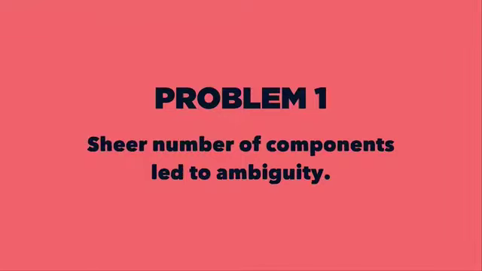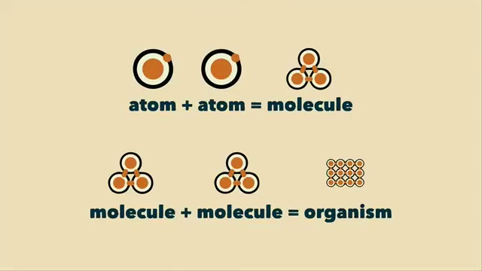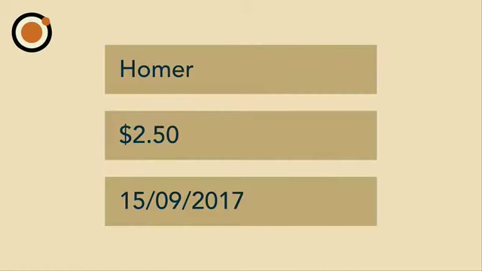So problem one is that the sheer number of components led to a lot of ambiguity about what should go where. At the beginning, we started with a very strict hierarchy. So we said that if something contains an atom, then it must be a molecule. And if something contains a molecule, then it must be an organism. And that started off well. So for example, here are some typical fields and we said, okay, they're all atoms.